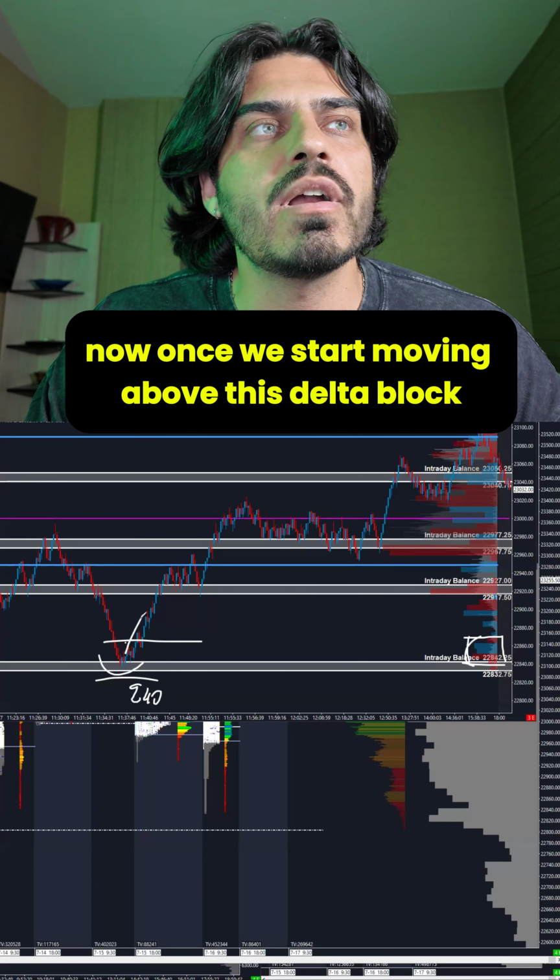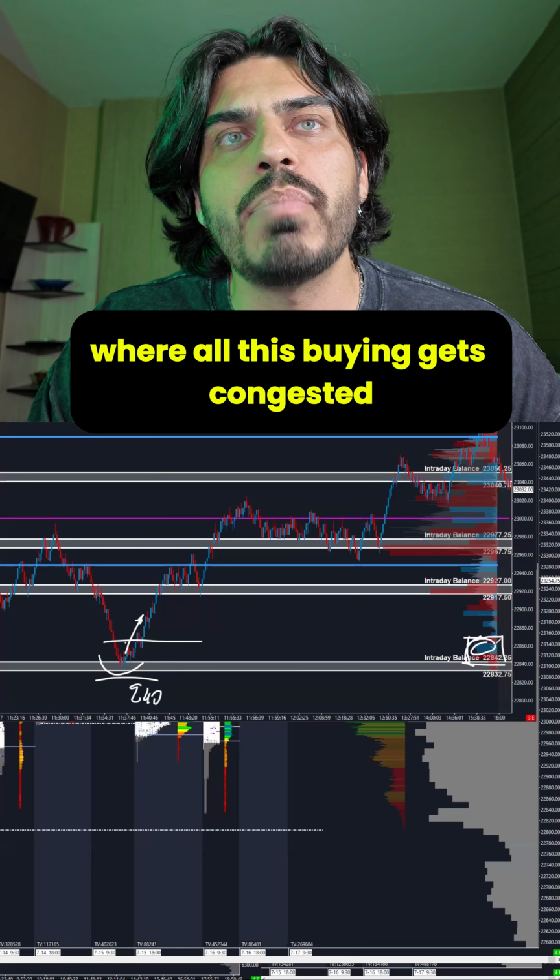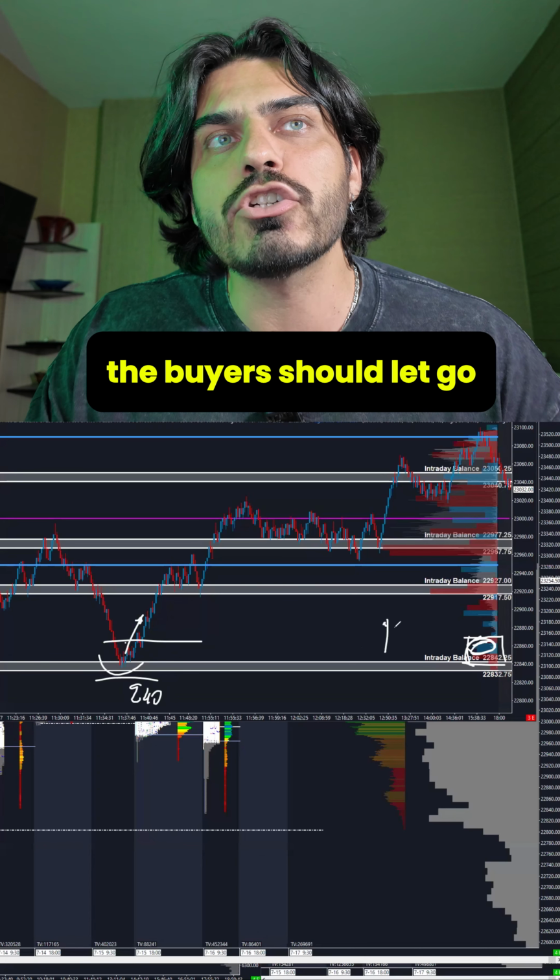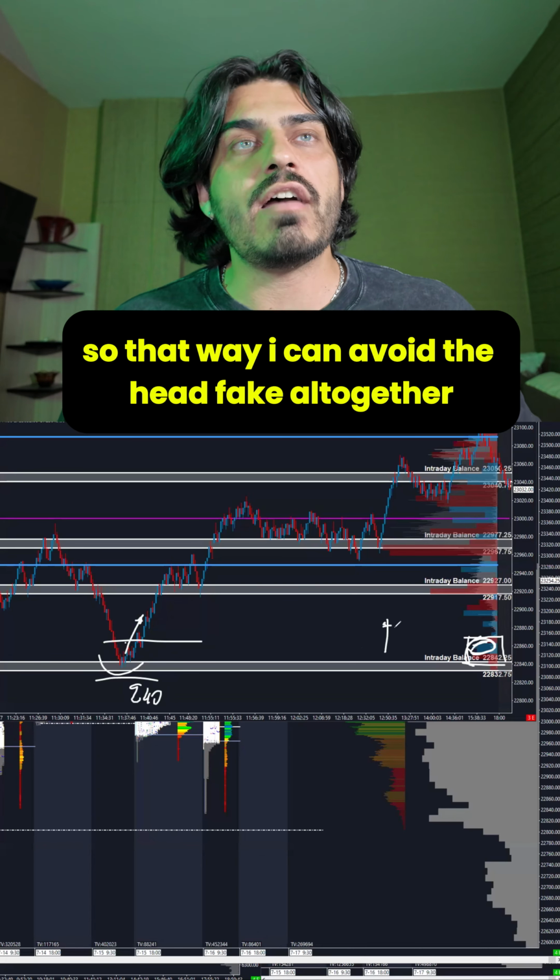Now, once we start moving above this delta block where all this buying gets congested, the buyers should let go. So that way I can avoid the head fake altogether, and I don't have to look at this trying to call bottoms or even call tops. I can completely avoid trying to pick bottoms or pick tops by understanding where the buyers actually get in control in these areas at key supports and key resistance, so I can just bypass the whole head fake experience altogether.